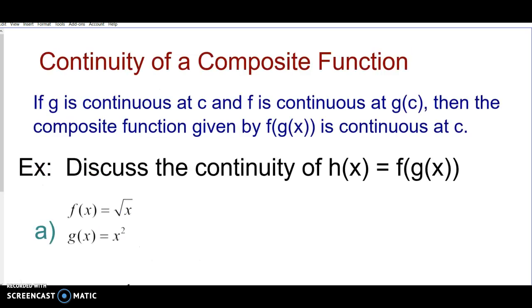Okay, continuity of a composite function. It says here, if g is continuous at c and f is continuous at g of c, then the composite function given by f of g of x is continuous at c. Okay, so let's take a look at this example. I think this will make more sense. It says, discuss the continuity of h of x if h of x equals f of g of x. So, a couple ways we could do this.